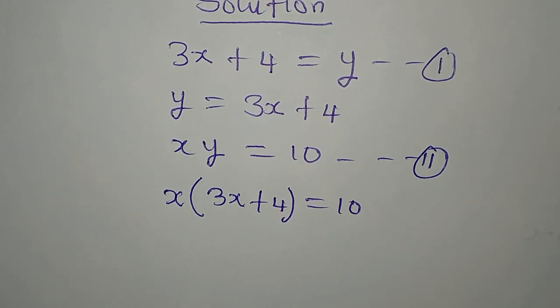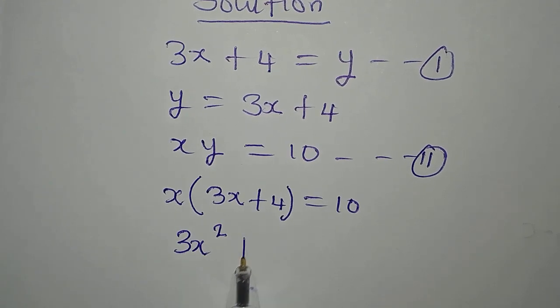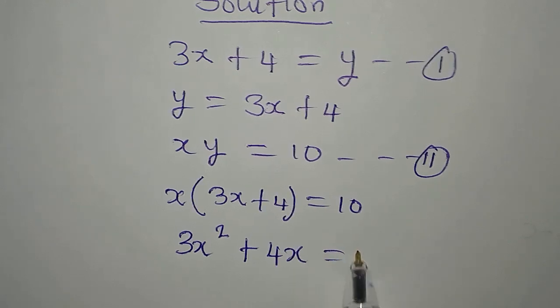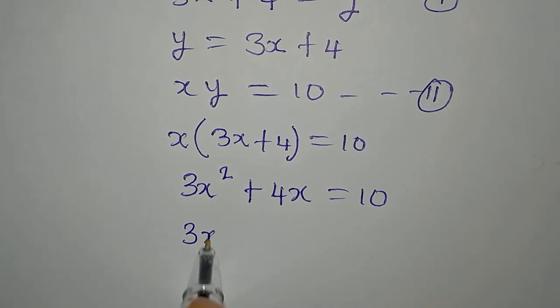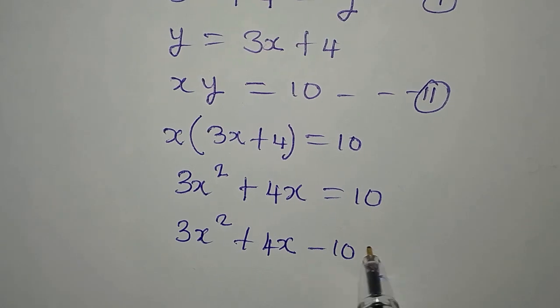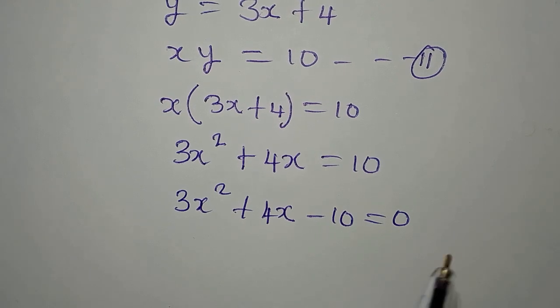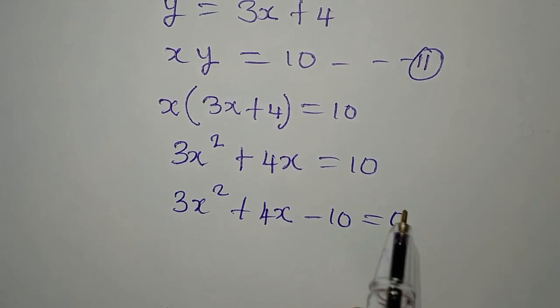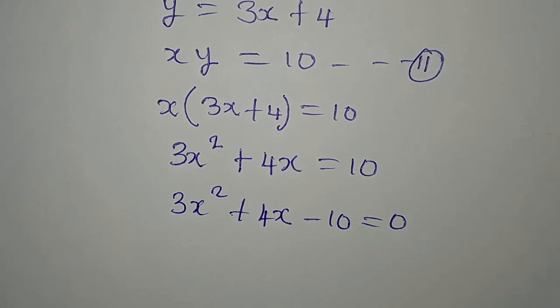Simple, isn't it? Now multiply, so we get 3x squared plus 4x equals 10. This is already a quadratic equation. 3x squared plus 4x minus 10 equals 0. What I've done is to bring 10 to the left hand side so that we can introduce 0. And from here, we begin to decide the formula or the method to use.